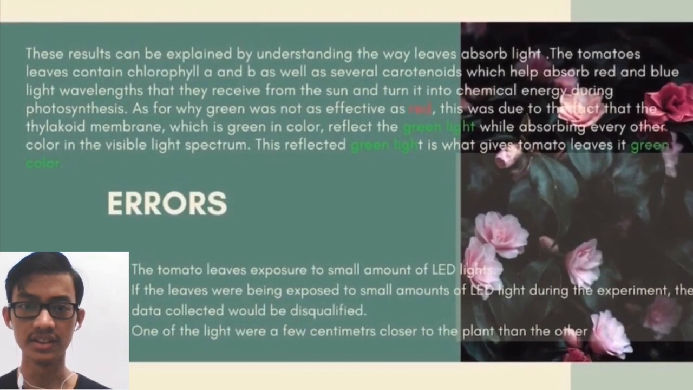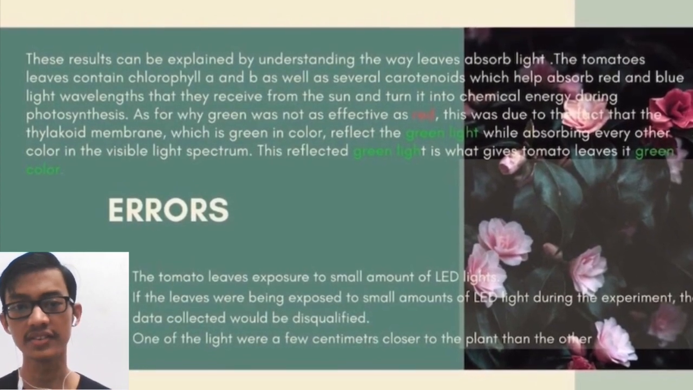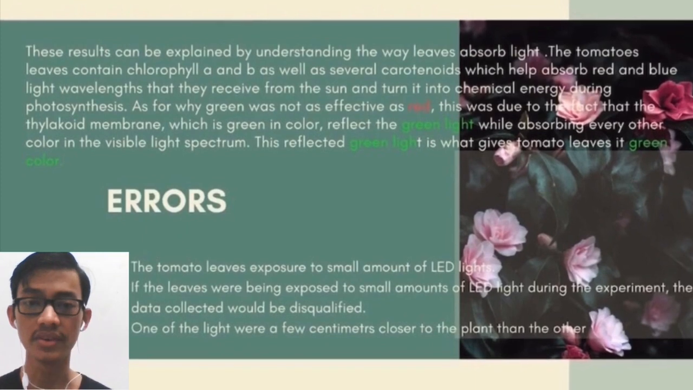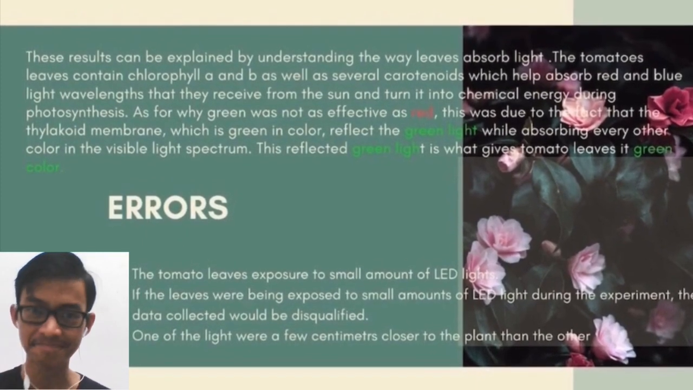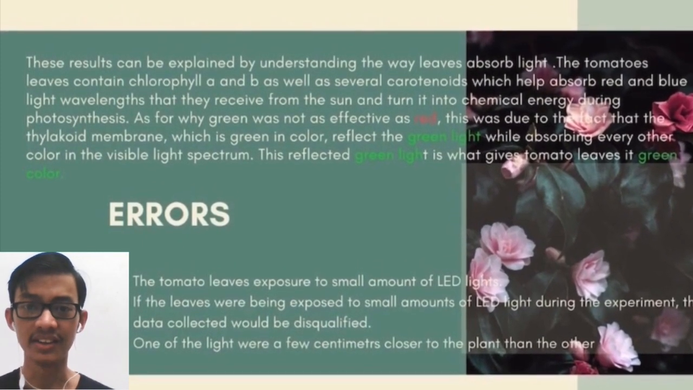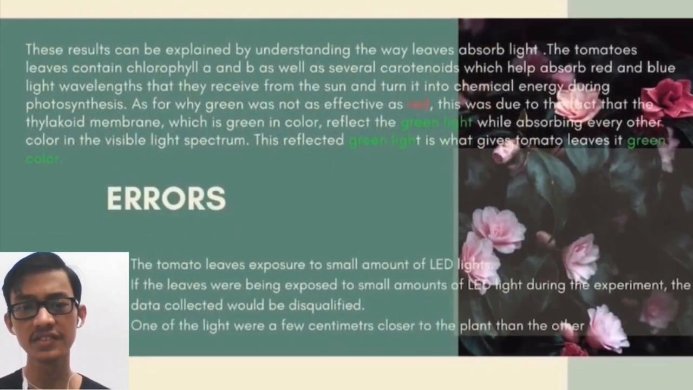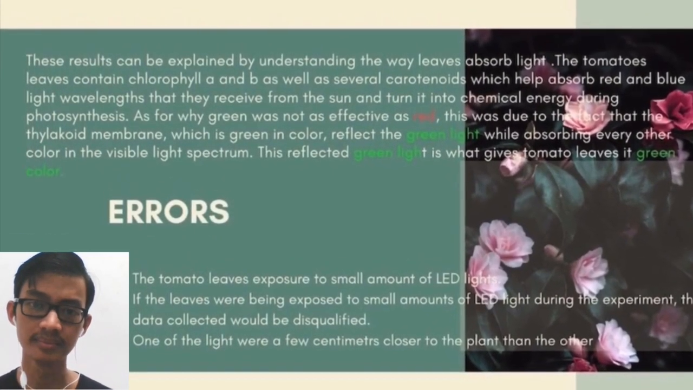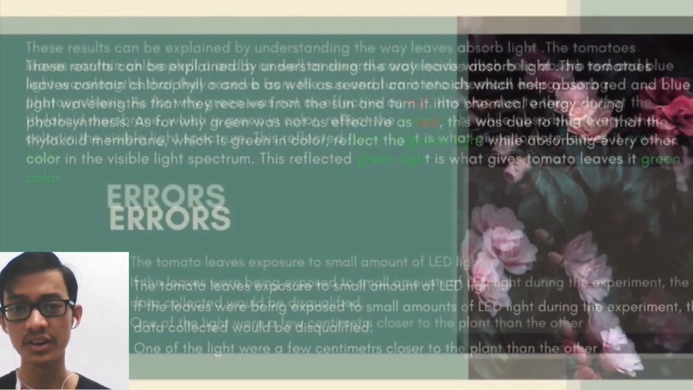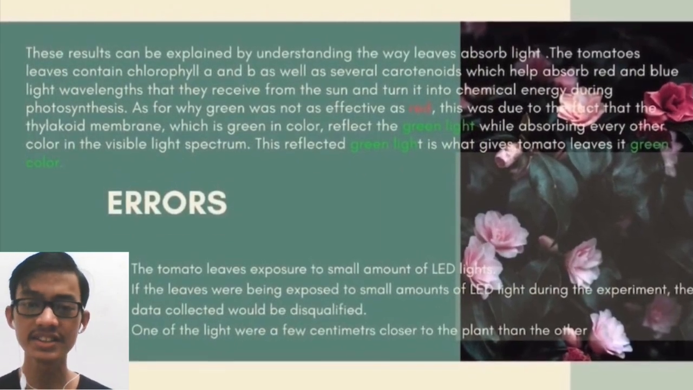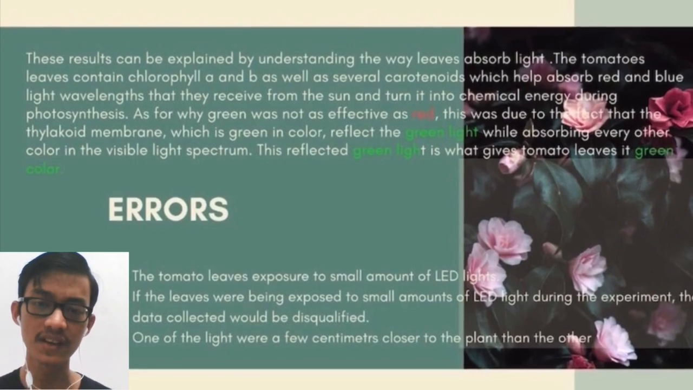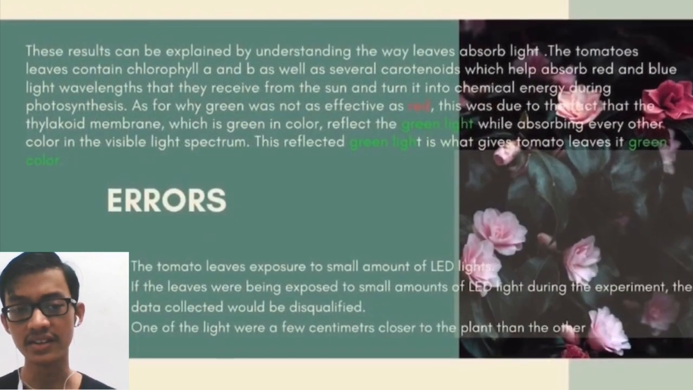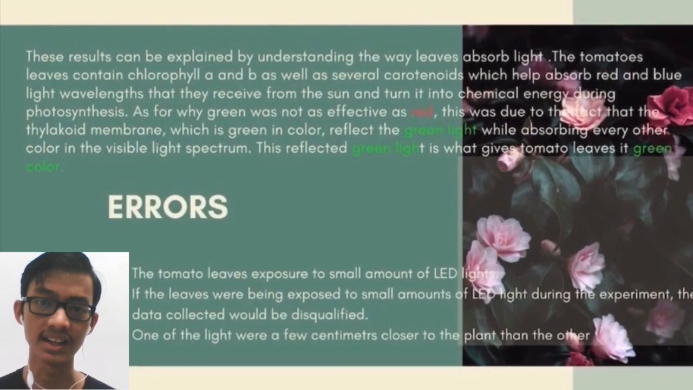So these results can be explained by understanding the way that leaves absorb light. Tomato leaves contain chlorophyll A, B, and several carotenoids to help them absorb light. But as for why red is more effective than green, this is due to the thylakoid membranes which reflect the green light. So this reflected green light is what gives tomato leaves their green color.